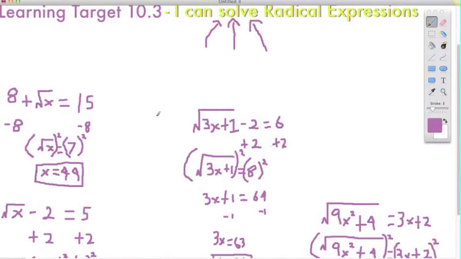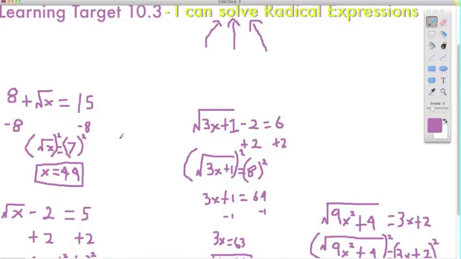Everything in math has its opposite. Plus has minus, multiplication has division, and square root has squaring something. So to get rid of a square root, you simply square it, and you'll get rid of the square root altogether. So we square it, and that gives us x equals 49. When we input that, we get 8 plus the square root of 49 equals 15.